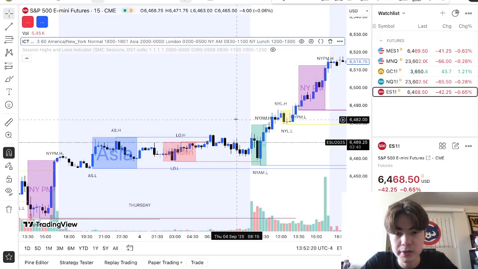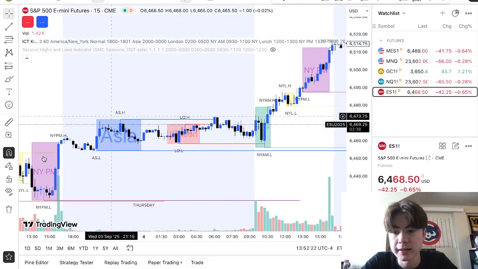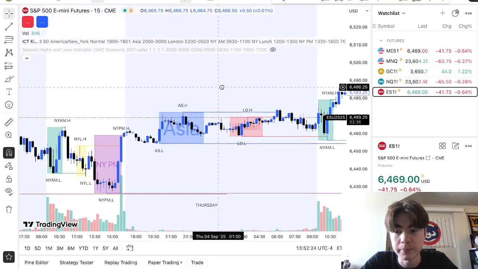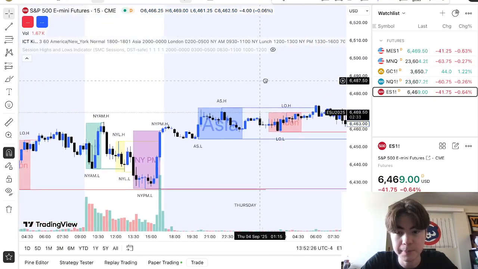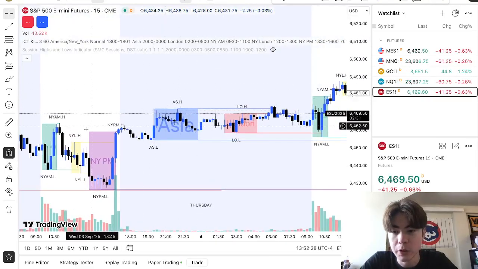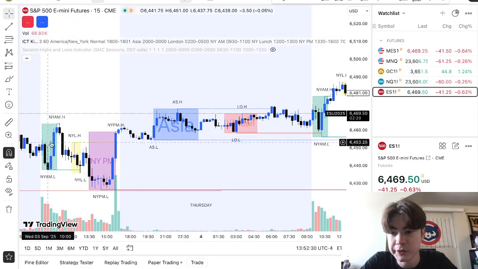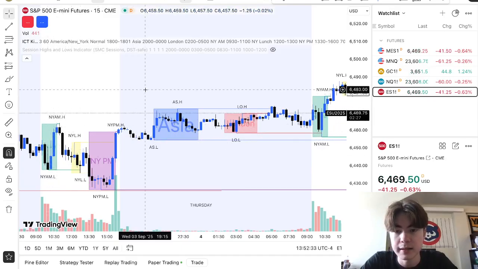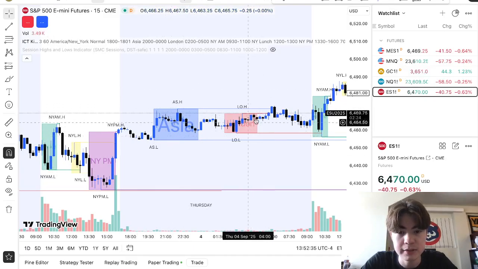And so yeah, when you turn on this indicator, you're going to see all of these boxes that are different colors, and you'll notice that it looks confusing at first, but what you need to understand is that it only shows you 5 sessions, okay, and that is New York AM, so New York session, Asia session, and London session. So these are the main 3 sessions.